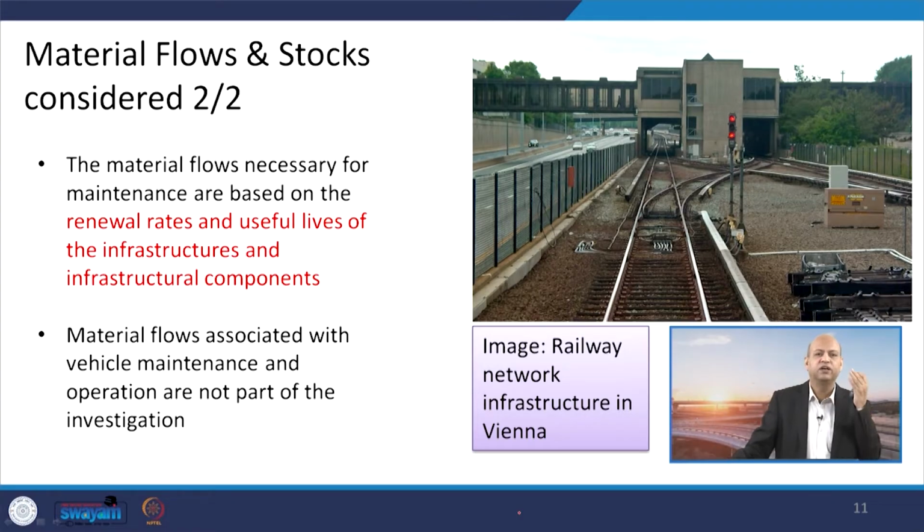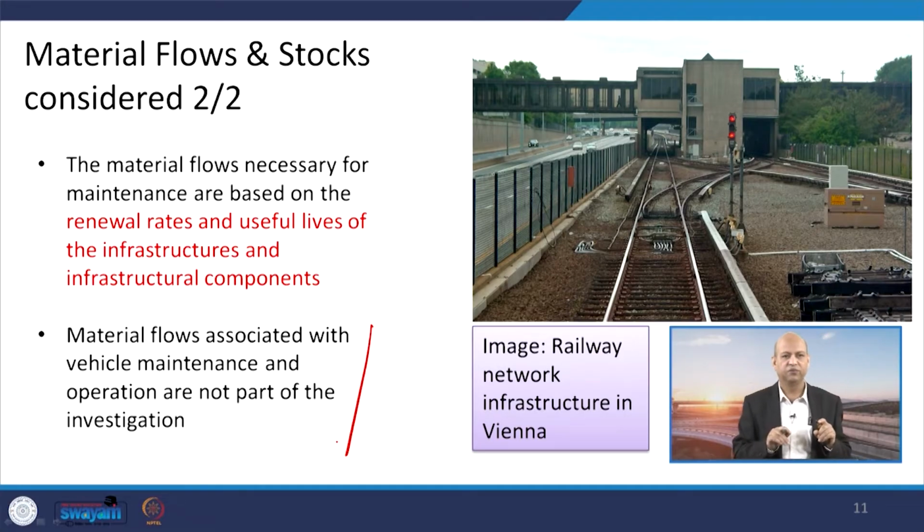Then material flows associated with vehicle maintenance and operation are not part of the investigation. This has to be taken into account very clearly, because in this particular mode only the material for infrastructure maintenance and construction has been used. For vehicle maintenance, whatever material, like if a tire is burst and you are changing the tire, that is not taken into account, only infrastructure has been taken.